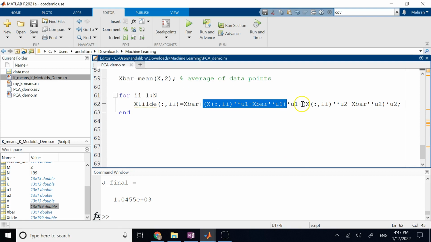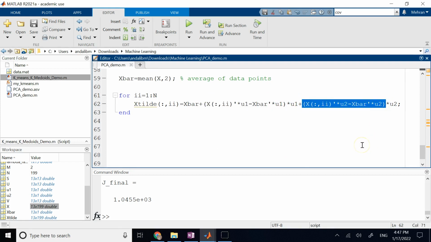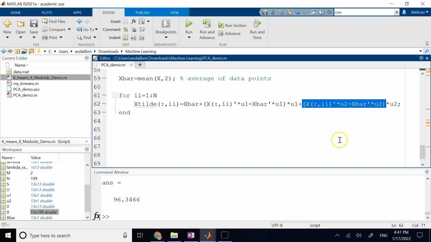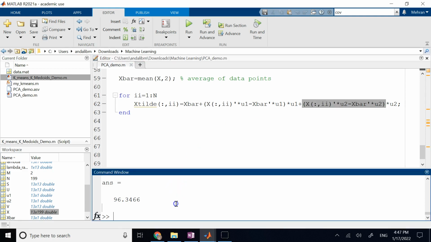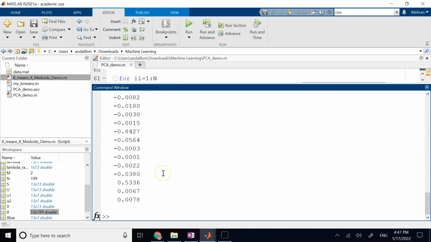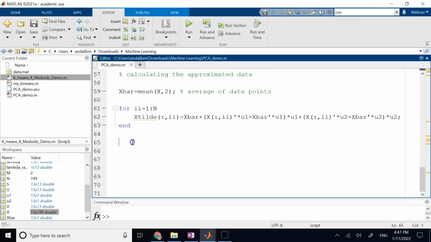This guy I need, as well as this one. Correct? I just need to store these two numbers because these are numbers, right? Look, when i equals 1, the first data point, look at this guy. This is just a coefficient, -48, and this other one is also another coefficient, 96. So all I need to store is that -48, 96, u1 and u2, which are 13 by 1 vectors, and x bar. That's enough for me to reconstruct x tilde number 1.